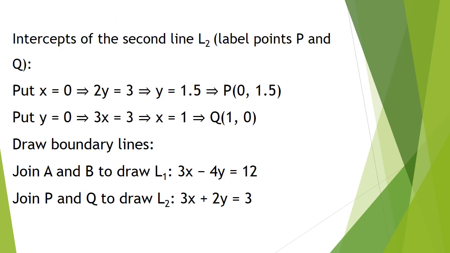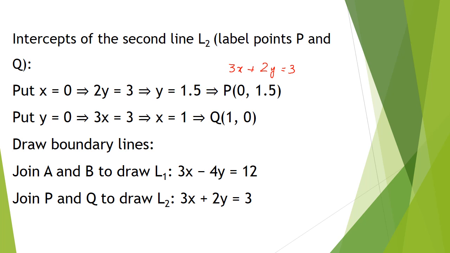Dear students, after finding the intercepts for line 1, now we have to repeat the process for the second line. We have to find the intercepts of the second line L2. As you know, the equation for the second line is 3x plus 2y equals 3. Here I will write down the equation for you, that is 3x plus 2y equals 3.